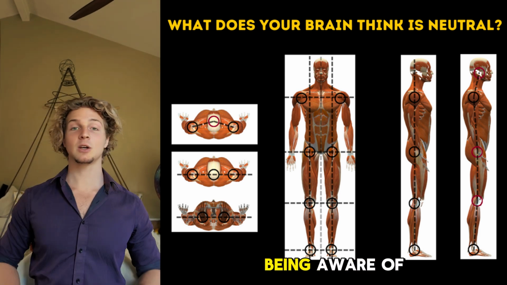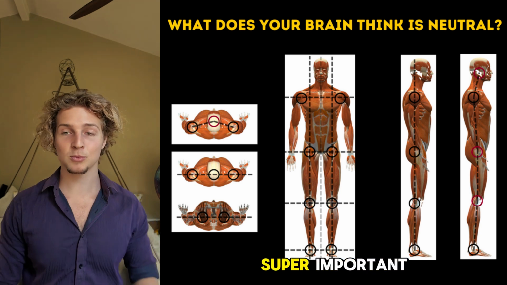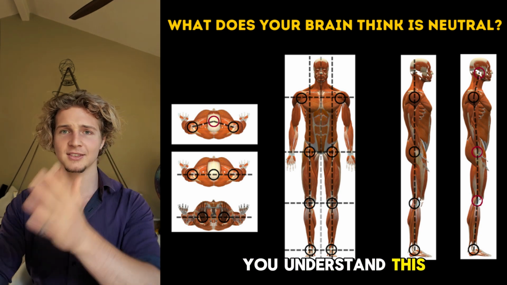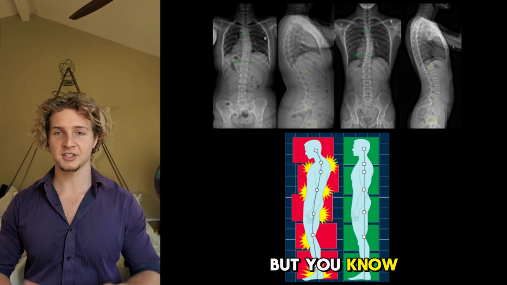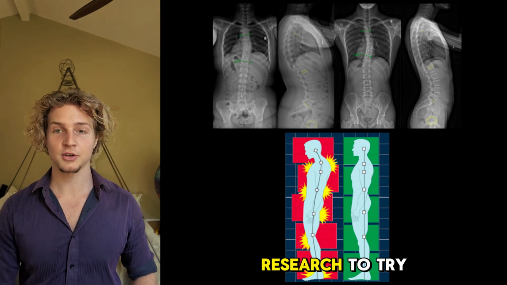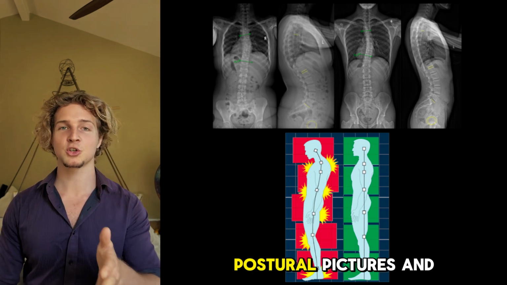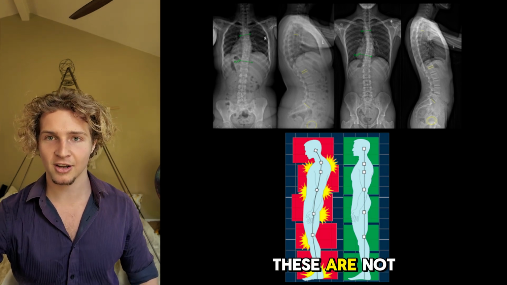So that's why being aware of where we want to be, what is ideal, is super essential, super important. You understand this so far? Later on, there is a video on vertical loading that you can check out, but it's kind of unavoidable to talk about it here. What I think is funny is, doing the research to try to find postural pictures and whatnot, I go and try to find an image. Like, these are not very accurate.